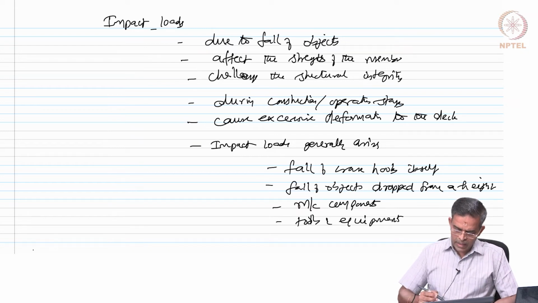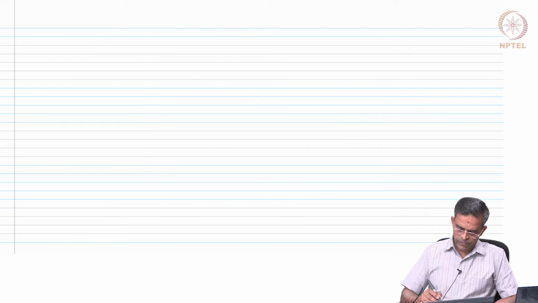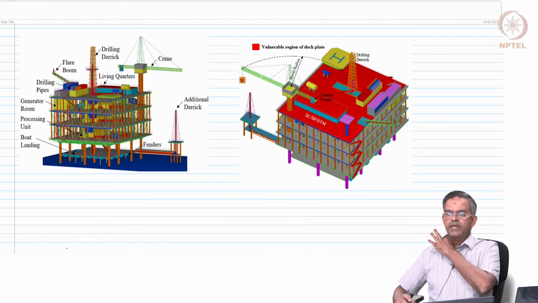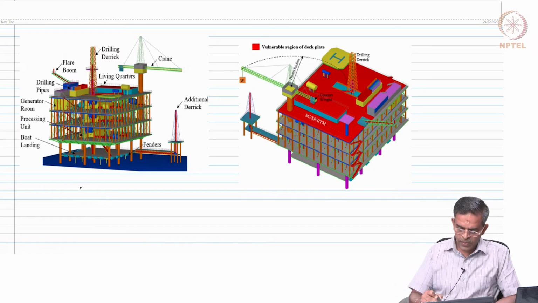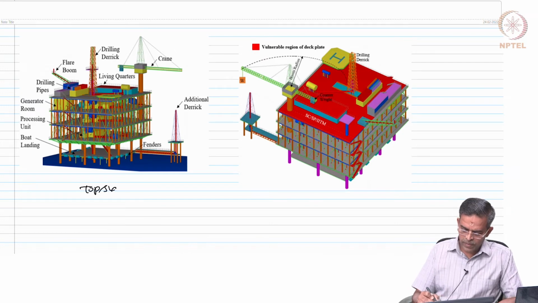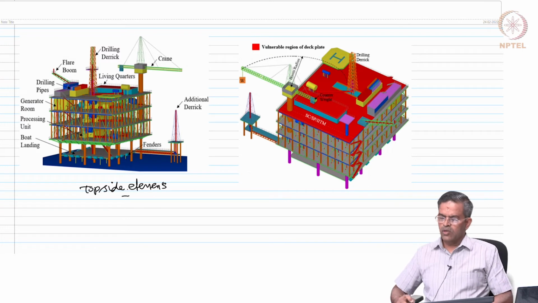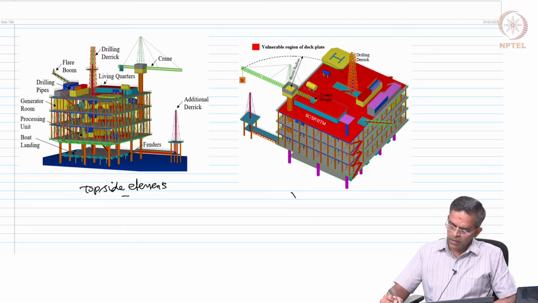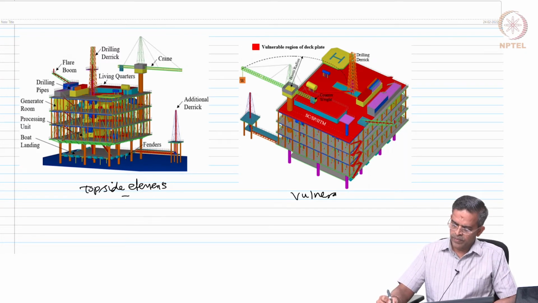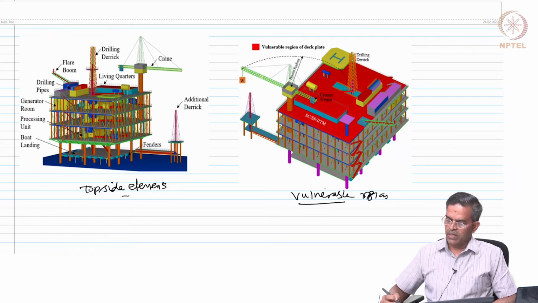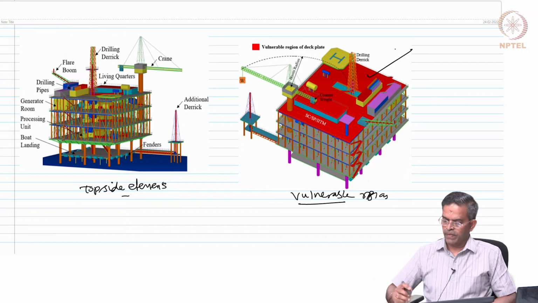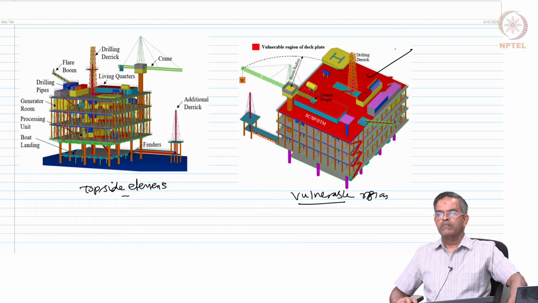Let us take a classical example of an offshore platform where the top side is being shown on the figure. So, this is a top side element. On this top side, the vulnerable region for impact loads is being marked. This is a vulnerable region. Let us have a model of this type.